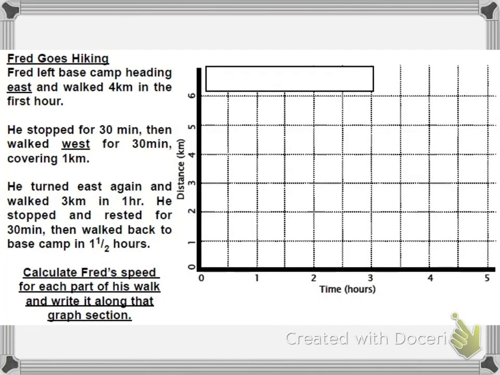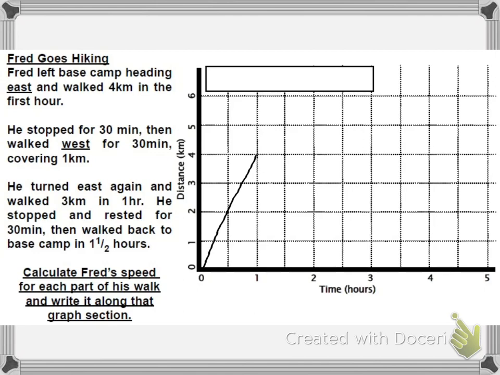Okay, so if we look at this example here, we've got Fred who's going hiking. Fred left base camp and headed east and walked 4 kilometres in the first hour. So what you do is you start from 0, so it took him 1 hour to walk 4 kilometres. So you just draw a straight line. You should be using a ruler to do this, okay?